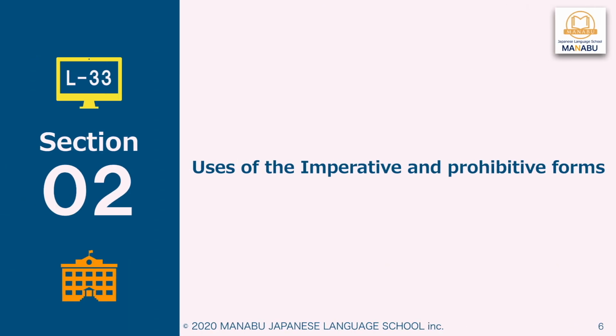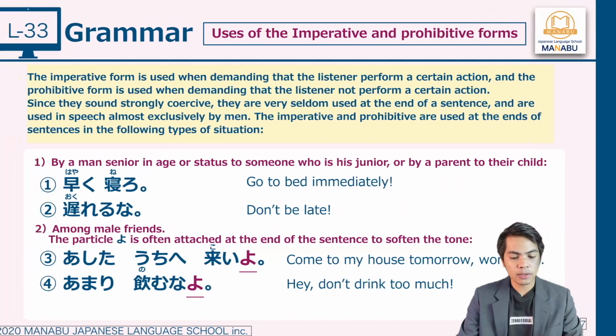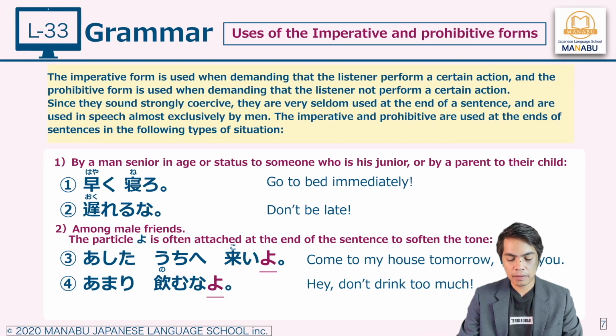Now that you know how to conjugate the verbs to their imperative forms and prohibitive forms, let's learn the uses of the imperative and prohibitive form of the verbs. The imperative form is used when demanding that the listener perform a certain action, and the prohibitive form is used when demanding that the listener not perform a certain action. Since they sound strongly coercive, they are very seldom used at the end of a sentence and are used in speech almost exclusively by men.